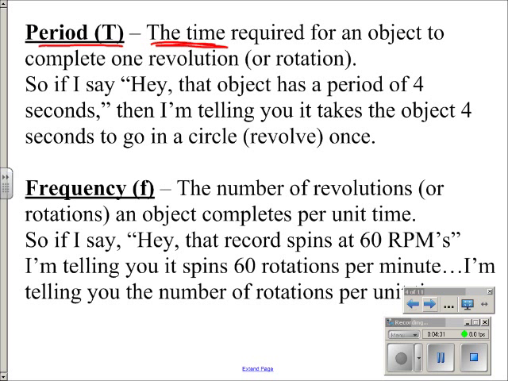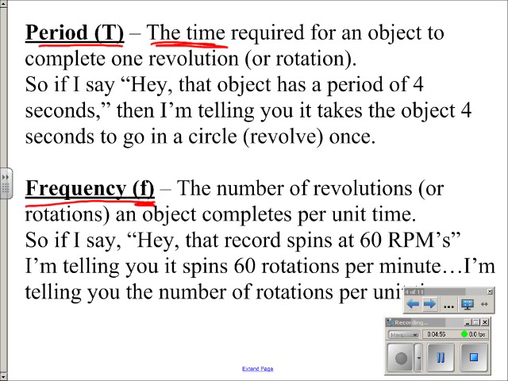So if I say to you, hey, that object has a period of 4 seconds, then what I'm telling you is that it takes the object 4 seconds to go around in a circle. Okay? Frequency, F is the symbol for frequency. It's got to be lowercase letter f, right? Because capital F is force. So lowercase f, frequency, represents the number of revolutions, or rotations, that an object completes per unit time.